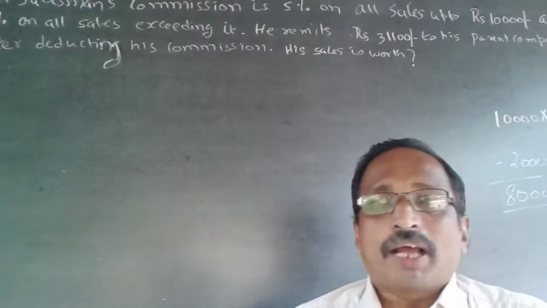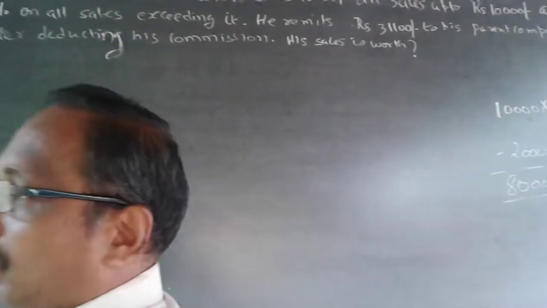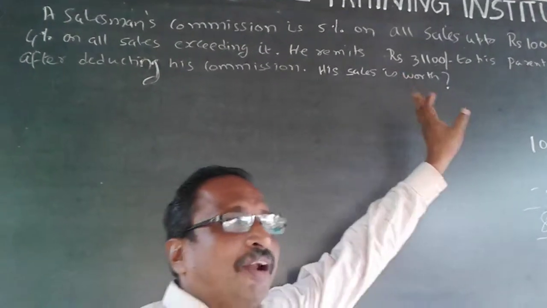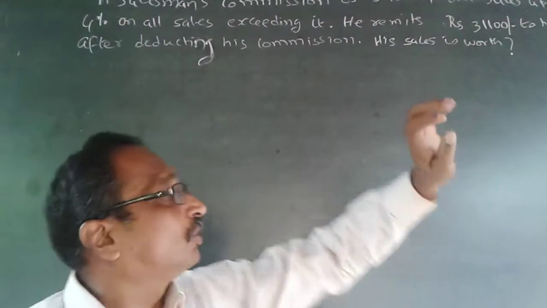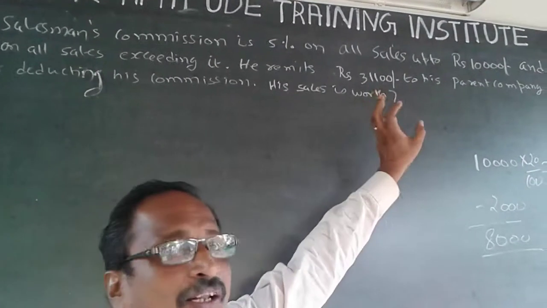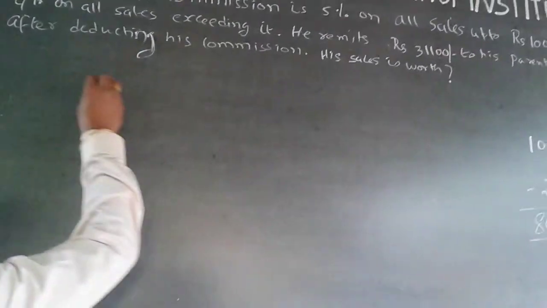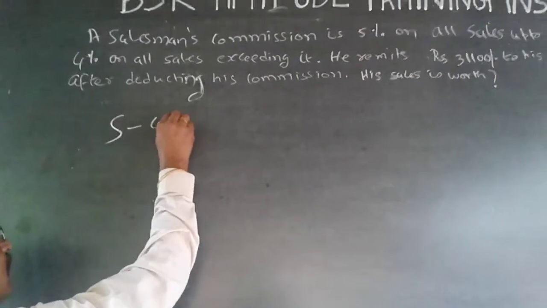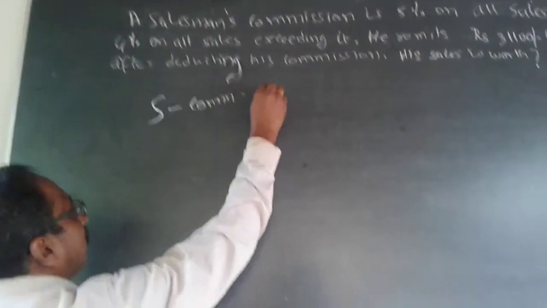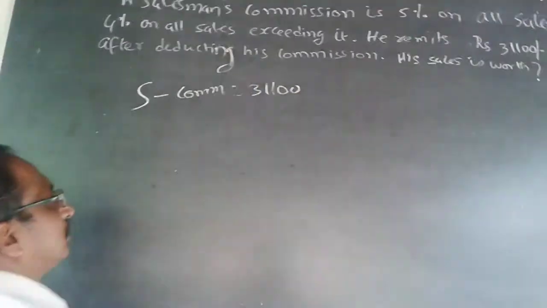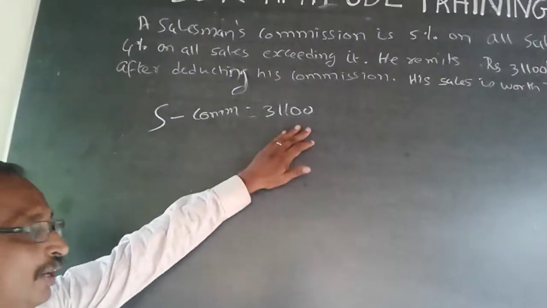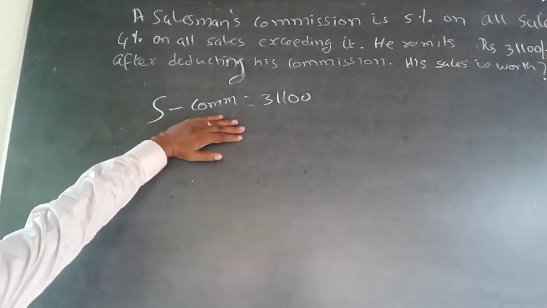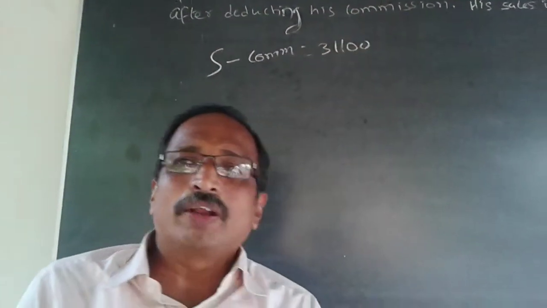See, we don't know the amount he has sold, but after deducting his commission, he is remitting 31,100. We will have to find out the total sales. So I will make it as sales, S, minus commission will be equal to 31,100. What you have to find out is the total sales amount. This commission is an unwanted variable. You should know how to eliminate it.